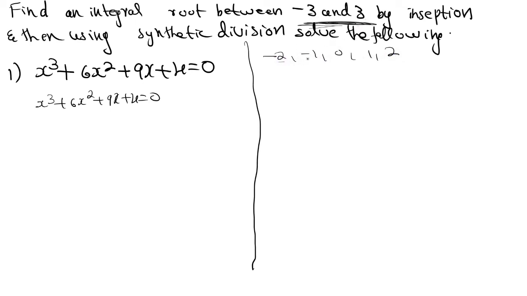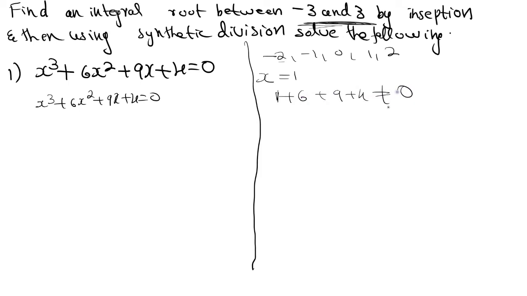Now see, check for positive values. It's easy to calculate. Suppose I am taking x equal to plus 1. You can take 0 also, you can verify. If you are taking x equal to 1, what will you get? 1 cube is 1. Then plus 6 into x square is 6 into 1 square is 6, plus 9, plus 4.